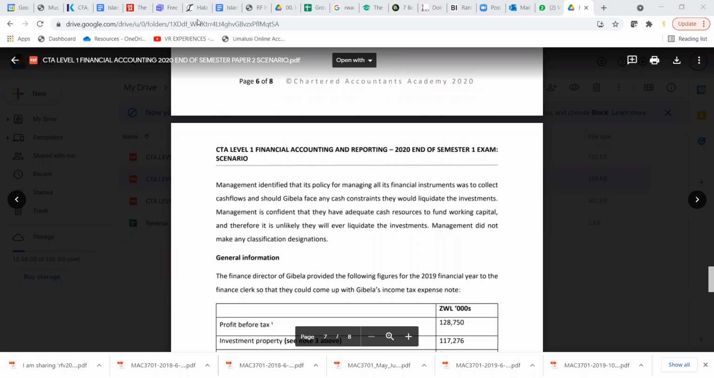Okay, maybe someone can just explain what was being said. If we are to consider amortized cost, what are the elements that we need to look at? If someone could explain, and then we see if this one qualifies to be measured at amortized cost.